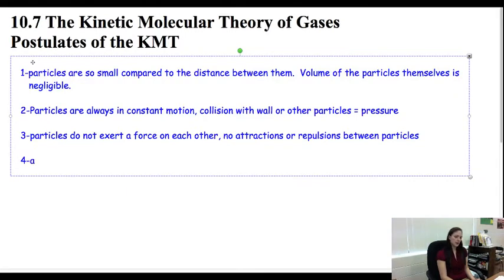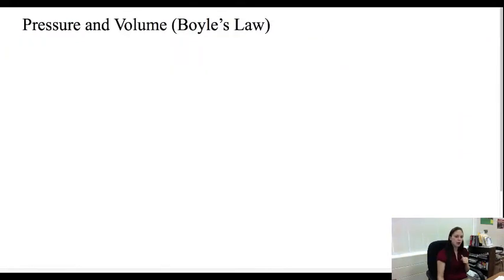The fourth one is that my average kinetic energy is proportional to the temperature in kelvins. So these are the four postulates of the kinetic molecular theory, which are kind of the ideas behind an ideal gas, or what constitutes an ideal gas. Because if it is an ideal gas, it follows these four postulates of this theory. Okay, so now let's look at pressure and volume, which is Boyle's law, and why these interactions occur.